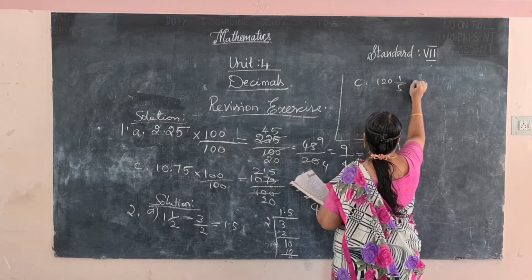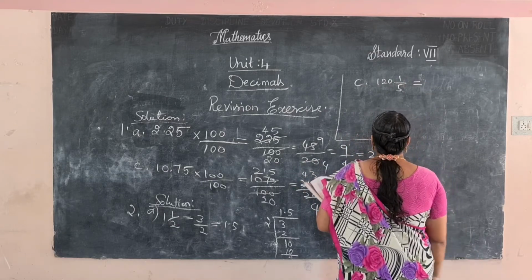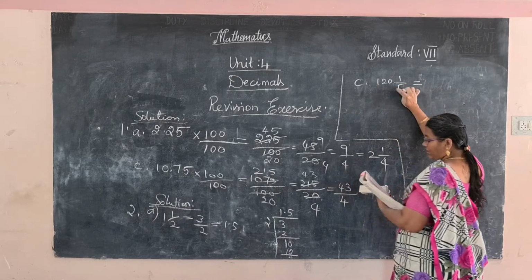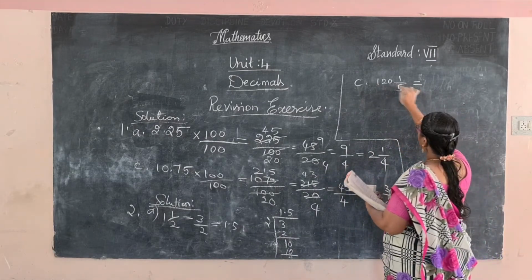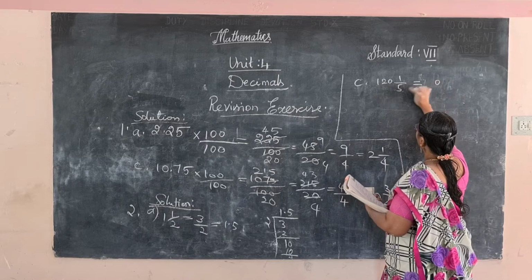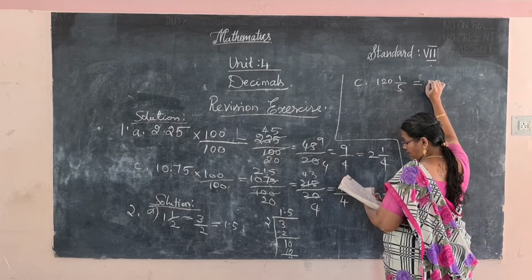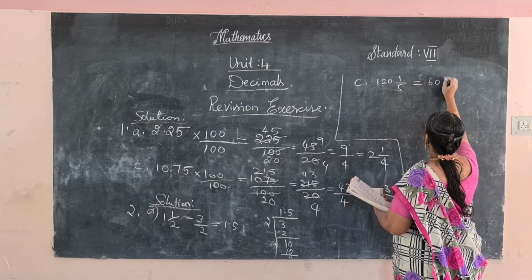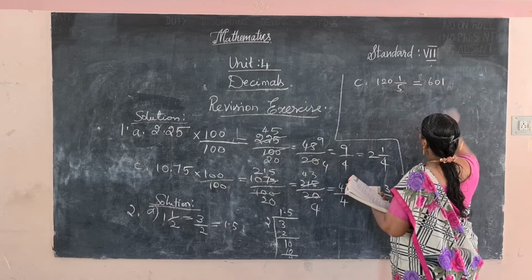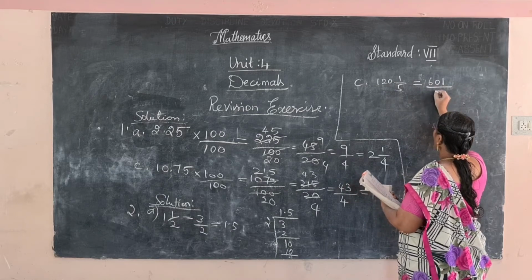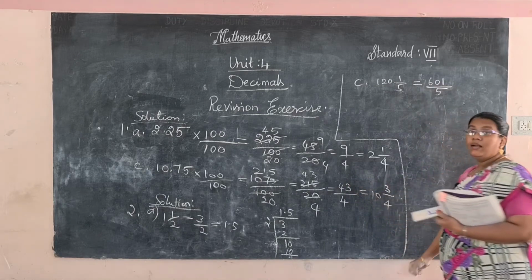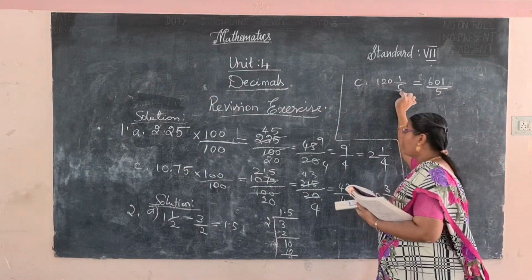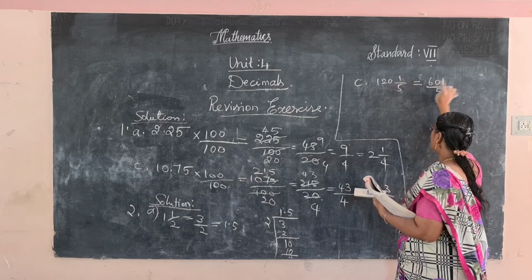120 1 by 5. A mixed fraction is given. You have to change it to an improper fraction. So multiply 120 by 5. 12 fives are 60, so 600, plus 1, 601. So 601 by 5. How do you calculate? 120 into 5 is 600. 600 plus 1 is 601.